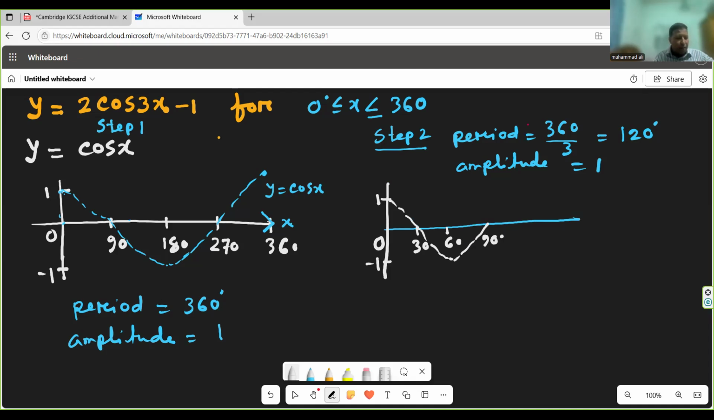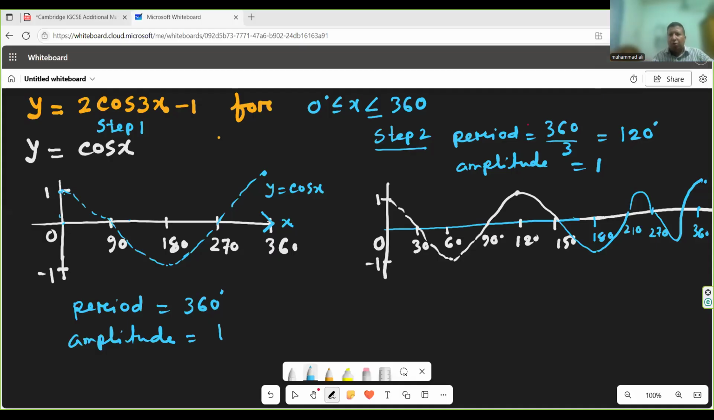And so after 30 degrees, it will come to the next position. That means at 120 it will be 1, and at 150 it will be 0. So this will be y equals cos 3x.